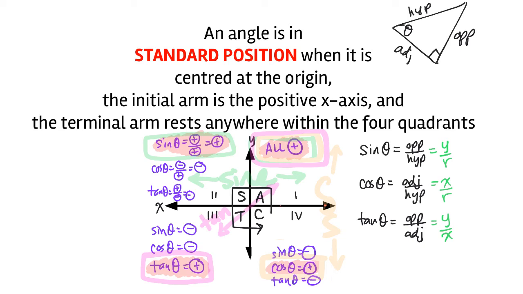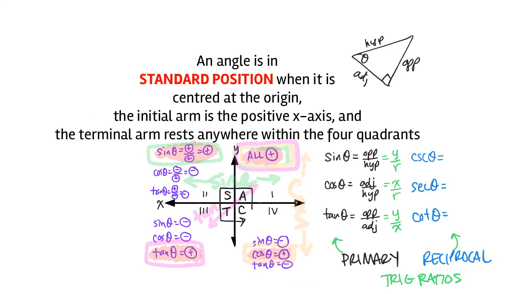But whatever it is that you use to help you remember what's positive where, or you don't have to memorize any of it, and you can just look at the value of x and y in that quadrant. So you know the radius is always positive. So overall, when you look at these ratios, y over r, x over r, y over x, do you get a positive value there for that angle?